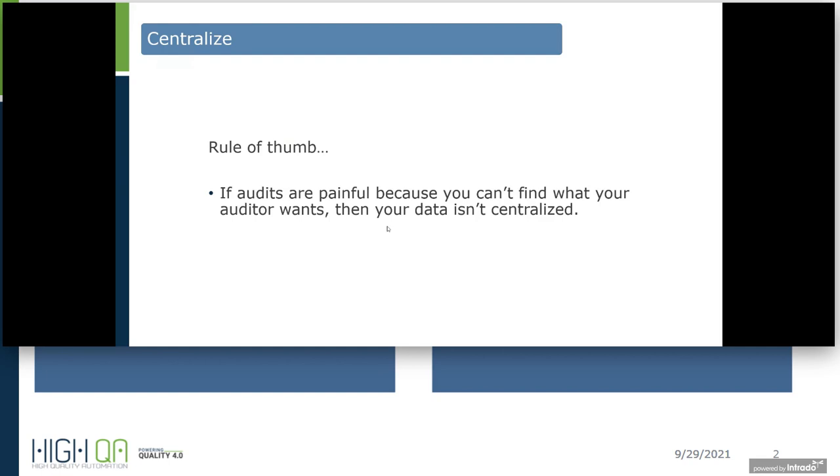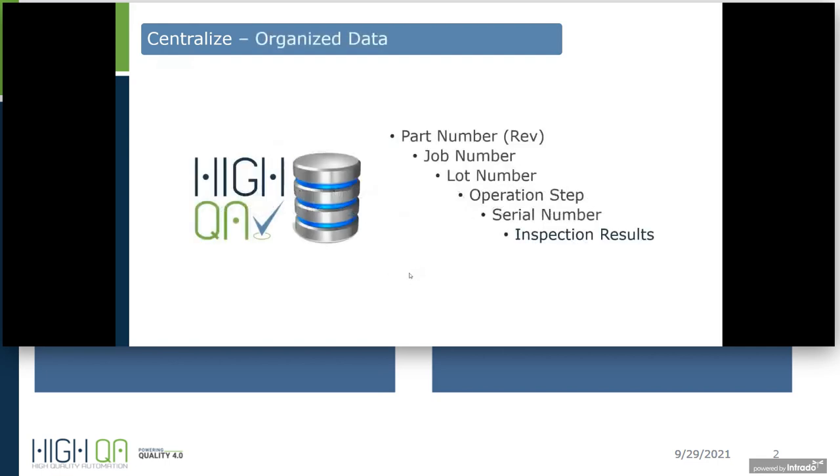So within this, how do we approach this? When we say centralized, we're talking about organized data. Okay, so HiQA, with our centralized database, we organize all of the data somewhat similarly to how it's organized in an ERP system, right? And so something to think about is we all understand that we need an ERP system rather than just Excel spreadsheets to manage orders. But quality really needs this as well. And so for some reason, over the years, we've accepted Excel spreadsheets for organizing the same sort of data structure.